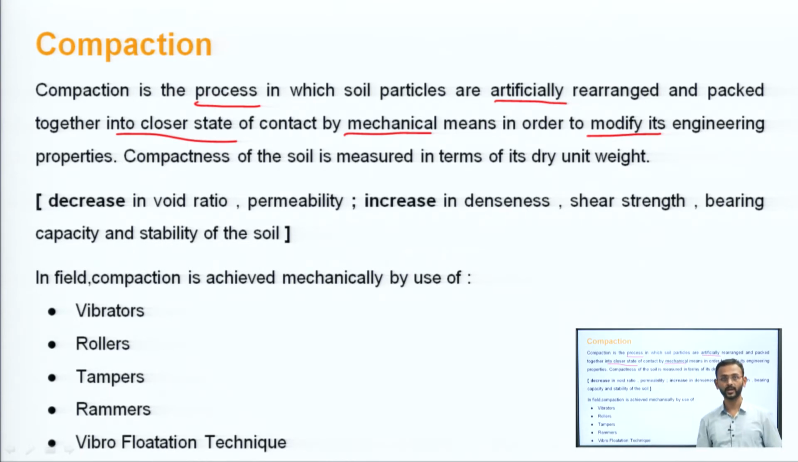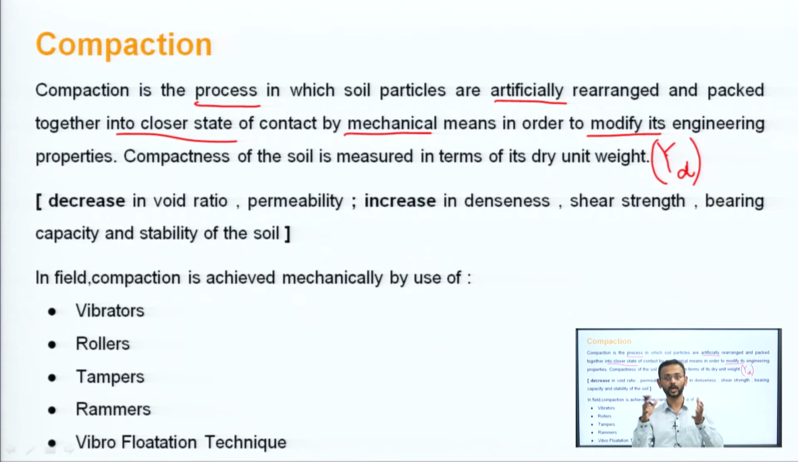Now, compactness of the soil is measured in terms of its dry unit weight, that is gamma d, that you had already studied in the first chapter. What is gamma d and what are the different relations there, you had already discussed. Now, see what happens when you compact a soil: the void ratio, that is the volume of voids with respect to volume of solids, will reduce because you have compacted the soil. The soil which was this much there has now been compacted to a much smaller volume. So, the void ratio e decreases.